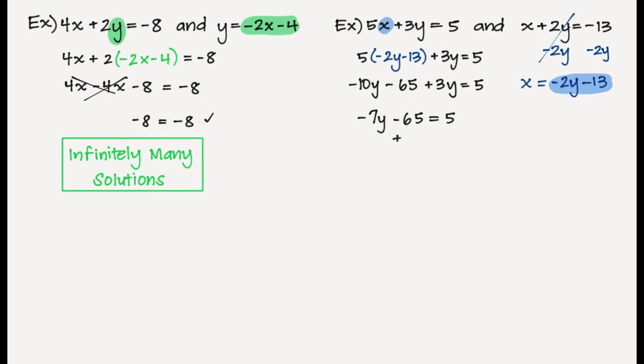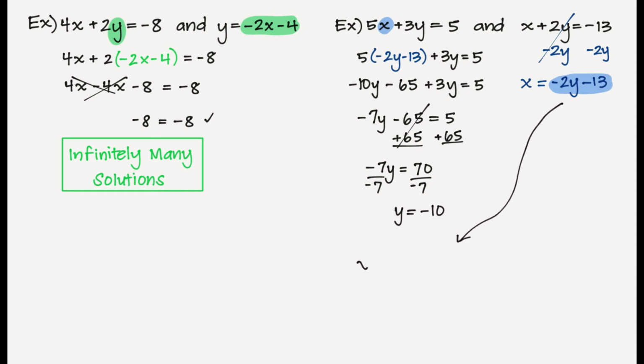I can add 65 to both sides. That leaves me with negative 7y is equal to 70. Final step, I divide both sides by negative 7, and y is equal to negative 10. So now our final step is to plug it in. So I'm going to plug it into the second equation, and that leaves me with 20 minus 13, which is 7. So my final coordinate here is 7 comma negative 10, and we are done.